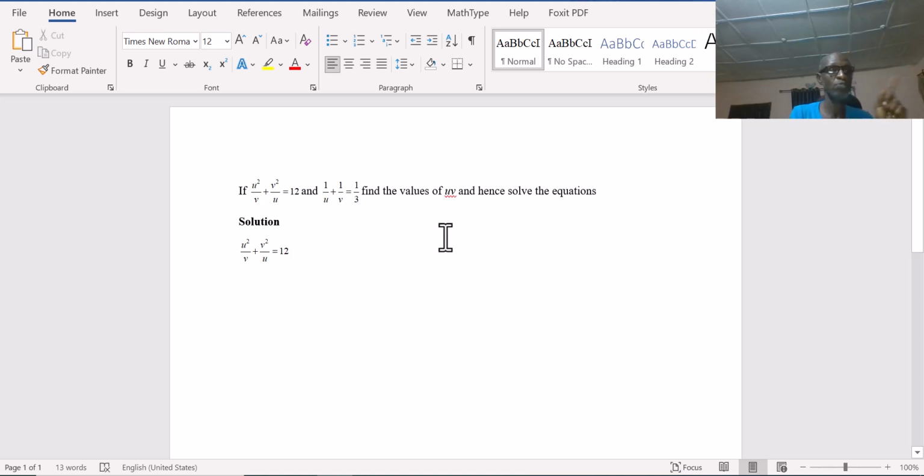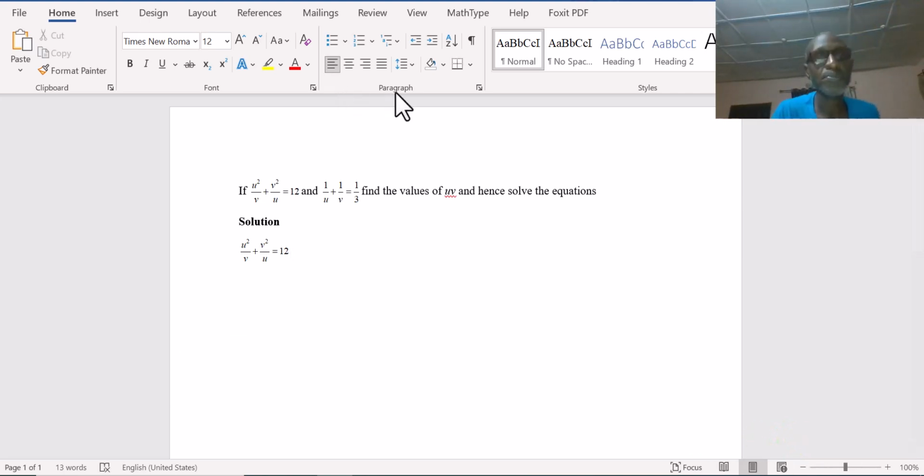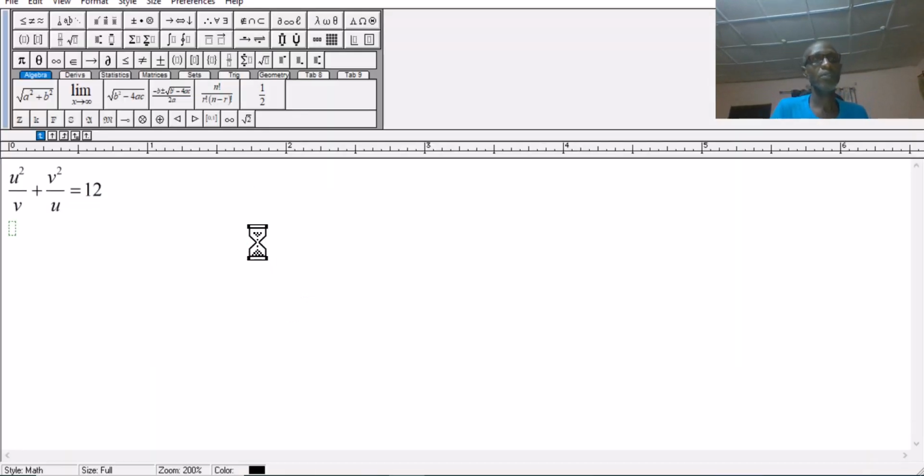Just give me a bit of time. I want to put up this form so you can see. So let's start. Now find the LCM. We have u cubed plus v cubed over uv equals 12. So that gives us u cubed plus v cubed is equal to 12uv.